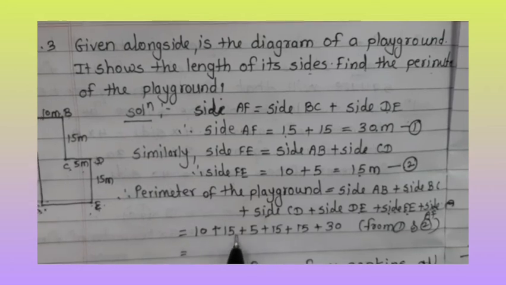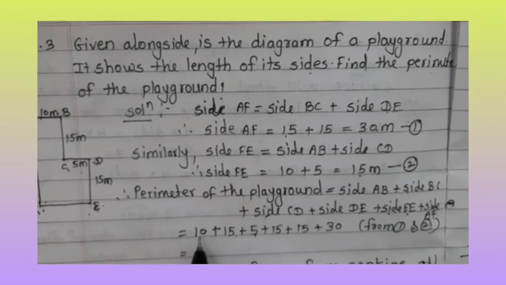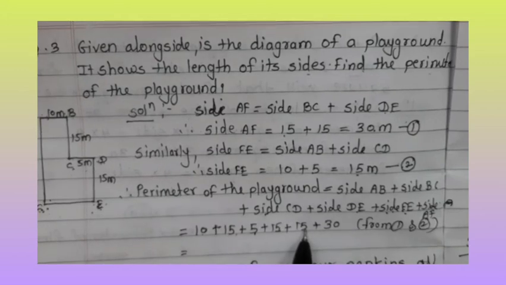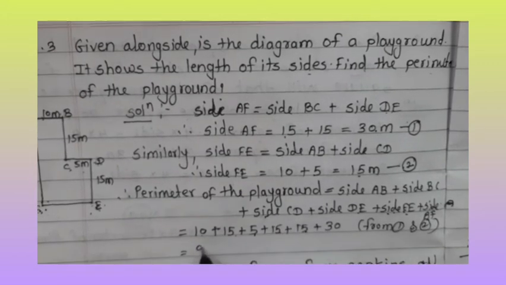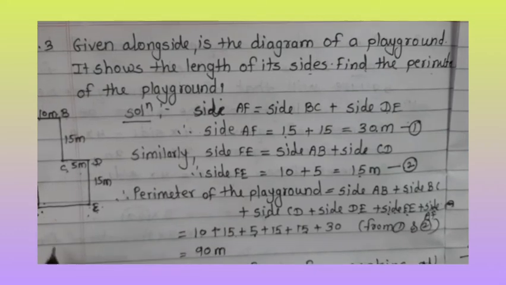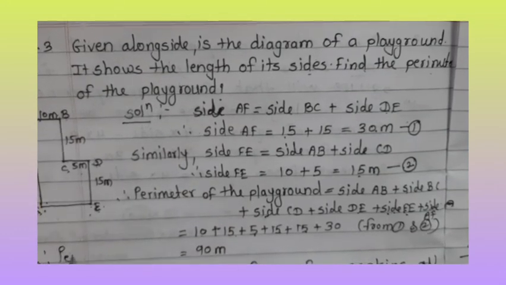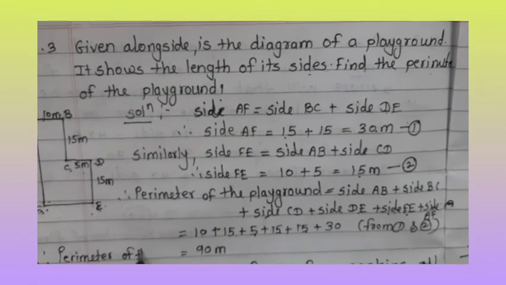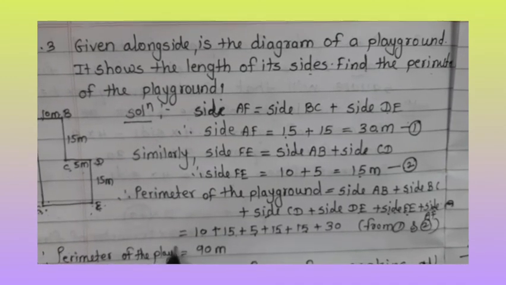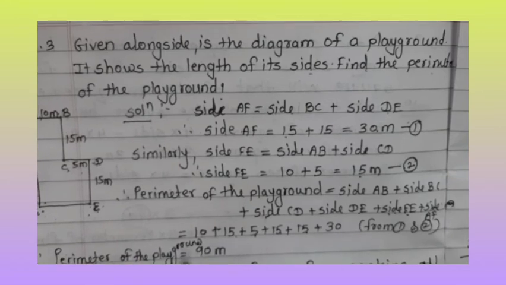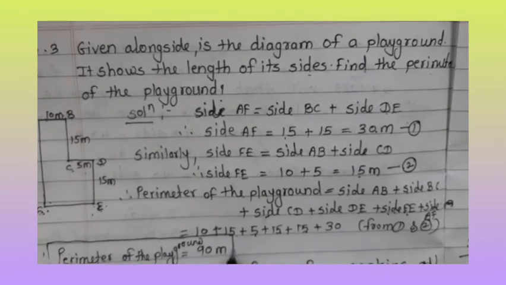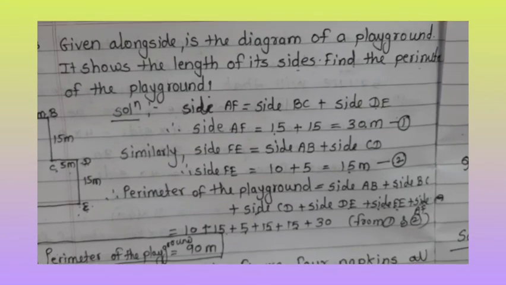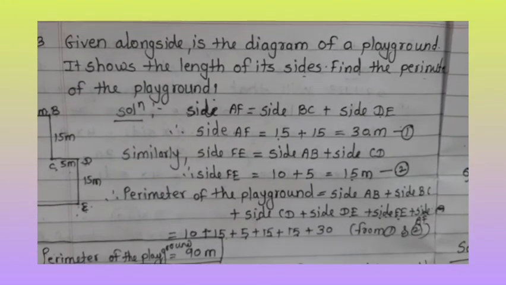Understood? Now we have to add this. Okay? 10, 15 plus 5, 20. 20 plus 10, 30. 30 plus 30, 60. 60 plus 30, 90 meter. So therefore, perimeter of playground is equal to 90 meter. Make a box. Understood, student? Any doubt, any difficulty?